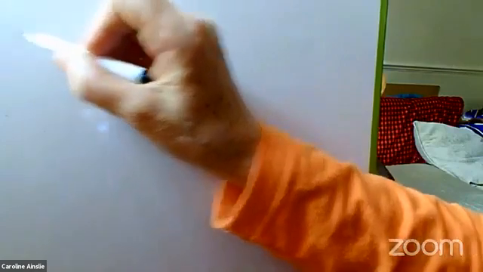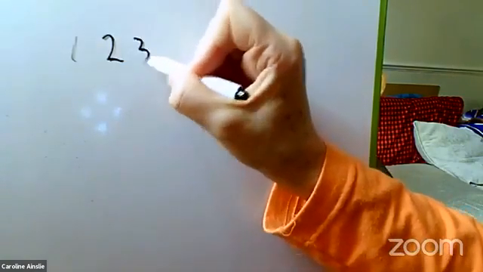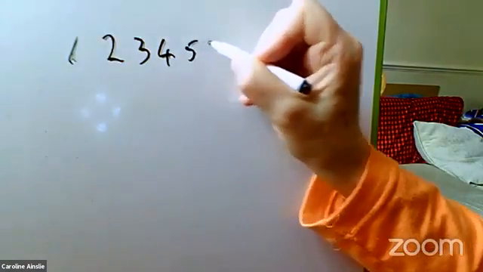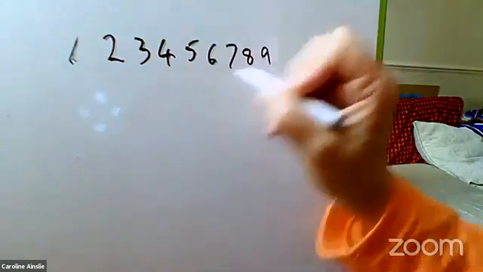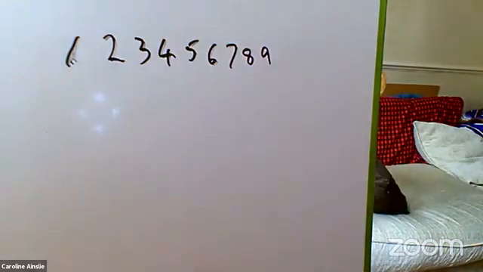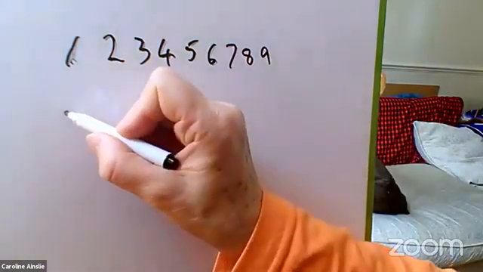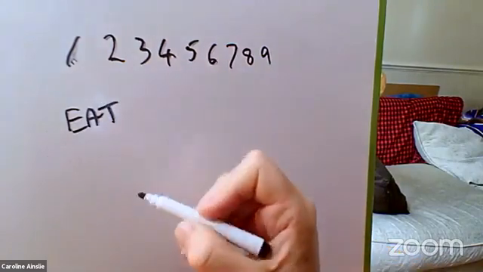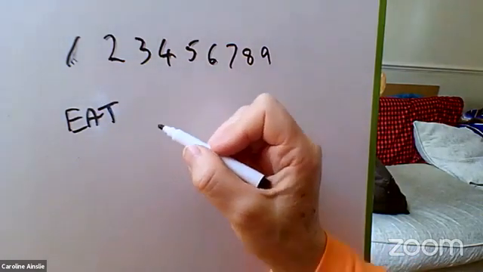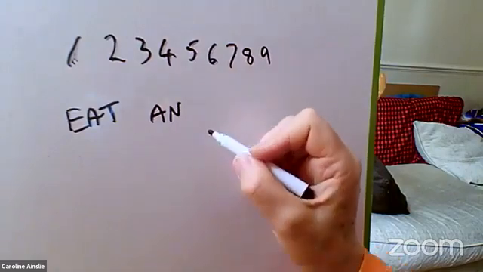Now, for the last one, we're going to play all three games, or compare all three games. So you've got the 15 game, 1, 2, 3, 4, 5, 6, 7, 8, 9. And you've got the 15 game, you've got an online game. So you've got eat, laugh, etc.